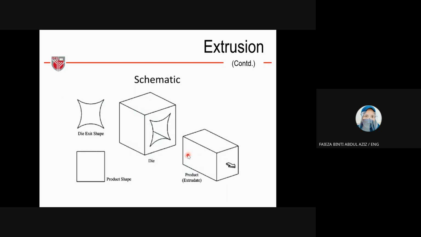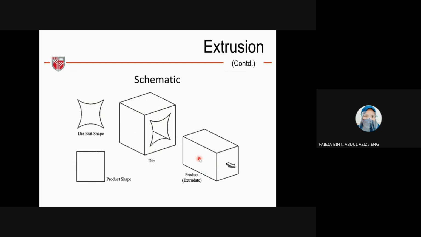Yeah, this one is one of them. Just to show it to you, the die exit shape is like this. So this is the die. The shape is here, like this. So this is the die. Okay, so the product shape is like this.